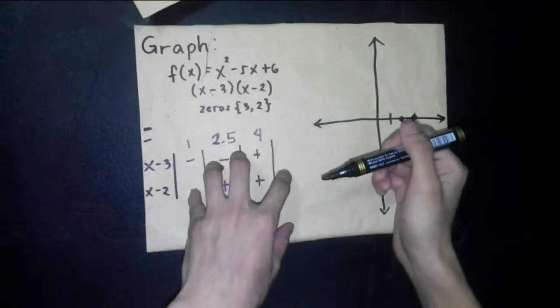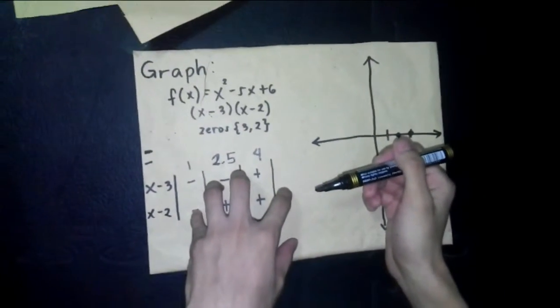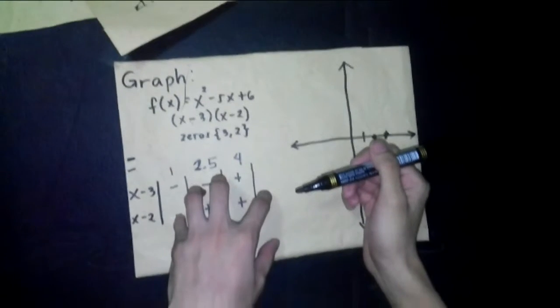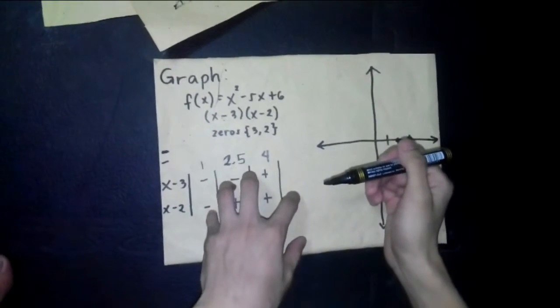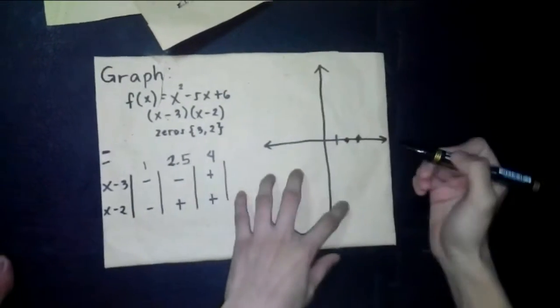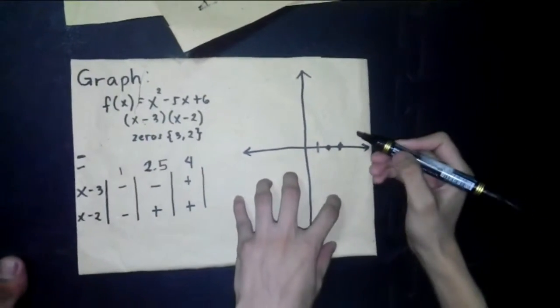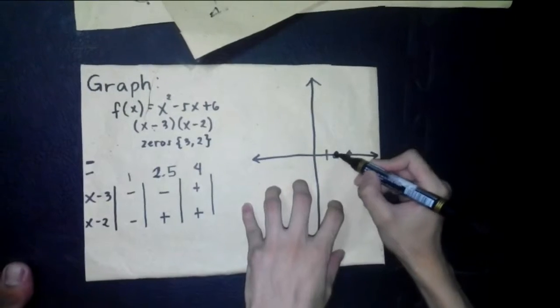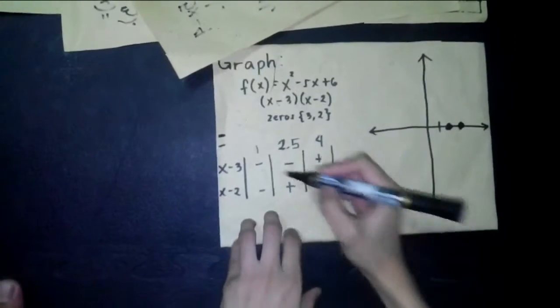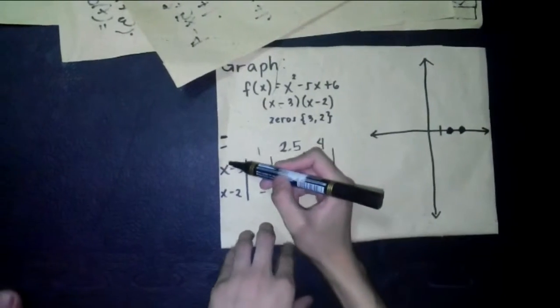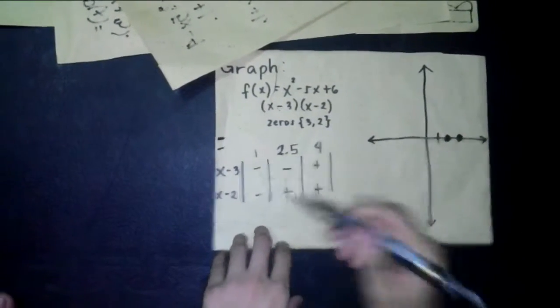Here we have f(x) = x² − 5x + 6. We find all the factors of our function and then all the zeros. Next step, we plot those zeros. And then make a table, leaving all the factors on this side.